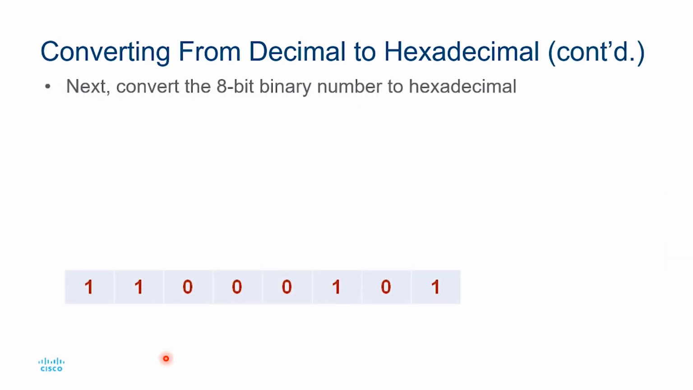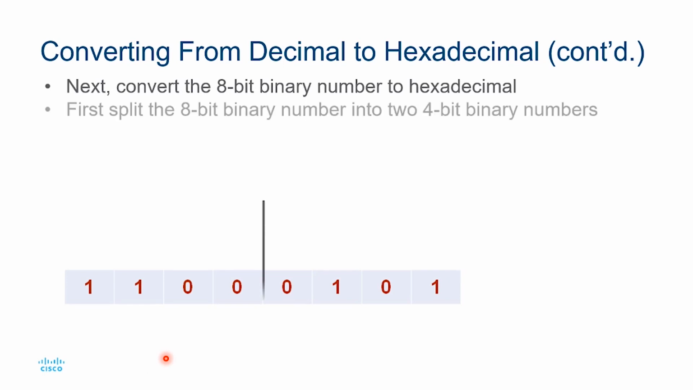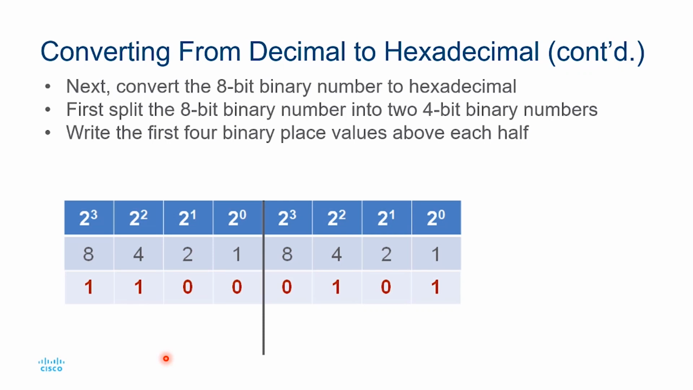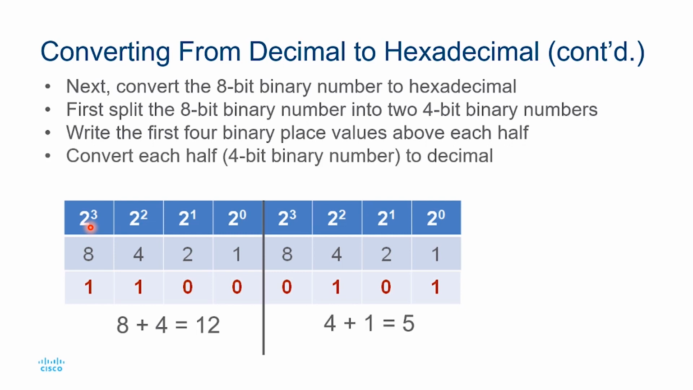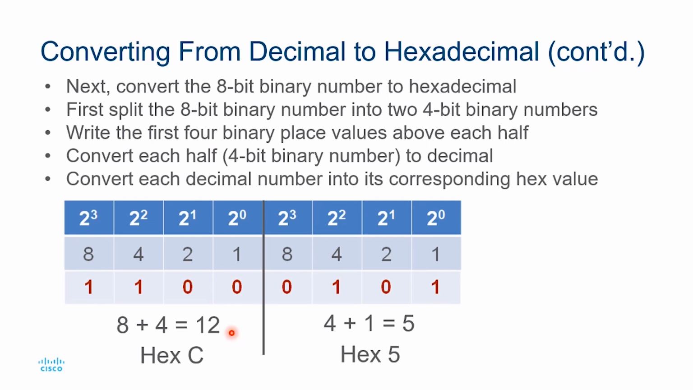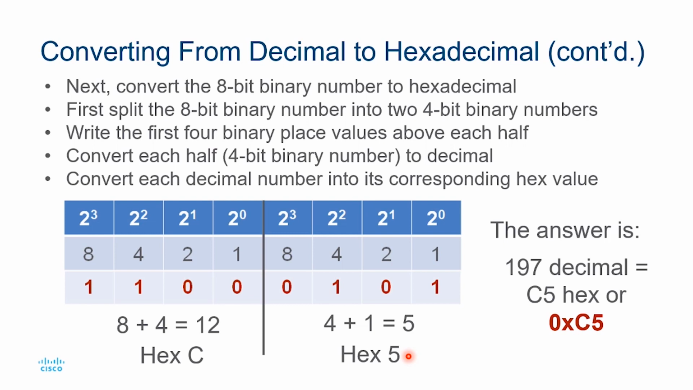11000101. Next, I'll convert the 8-bit binary number to hex by first splitting it into two 4-bit binary numbers, and then I'll rewrite the first 4 binary place values above each half. So here I have 1, 2, 4, 8, and then repeated on the left 1, 2, 4, 8. Then I'll convert each half to decimal and then each decimal to its equivalent hex value. On the left side, we get 8 plus 4, which equals 12, and on the right side, we get 4 plus 1, which equals 5. If we convert those to hex, 12 decimal is the equivalent of C in hex, and 5 decimal is the equivalent of 5 in hex. Therefore, 197 in decimal is C5 in hex, or it can also be written with a 0x preceding it to indicate that what follows is written in hexadecimal.